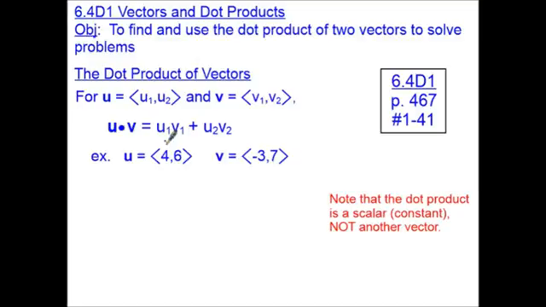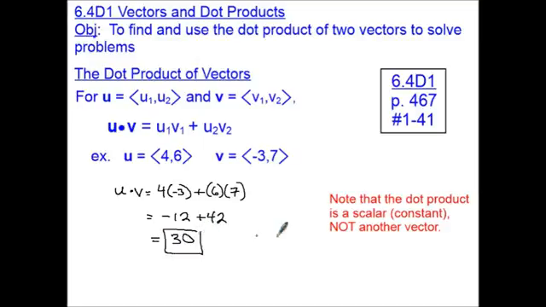Basically, you multiply the x parts, and then you multiply the y parts, and then you add them together. So let's say we've got the vector 4, 6, and the vector negative 3, 7, and I want u dot v. It's simply the 4, the x part, times the other x part, plus the y part times the other y part. It's just a matter of crunching the numbers here. So you get negative 12 plus 42, which is 30.